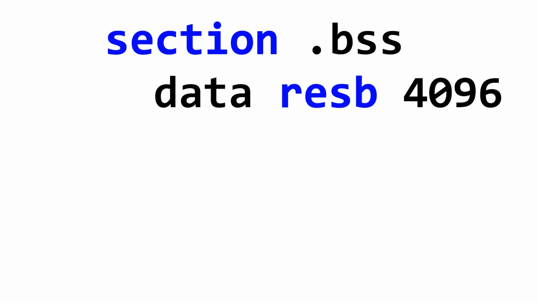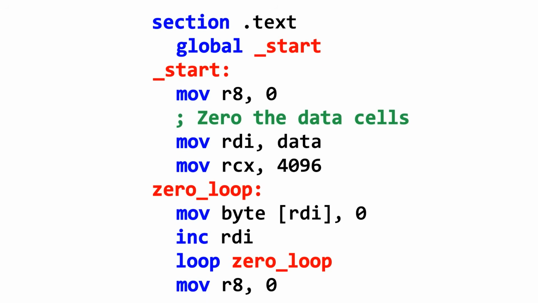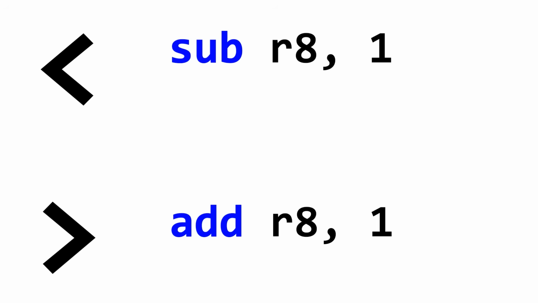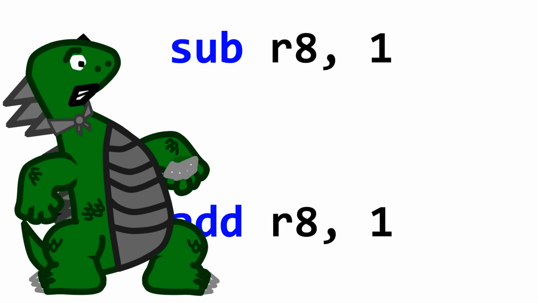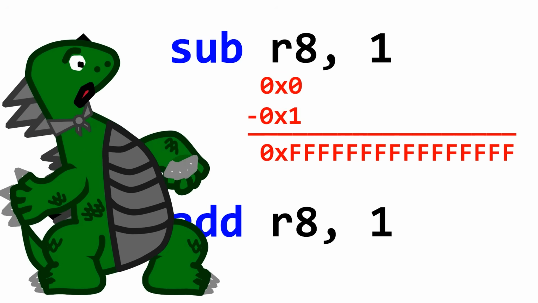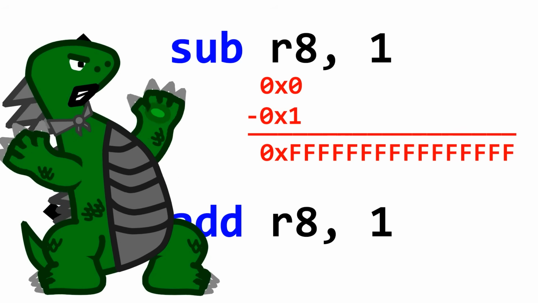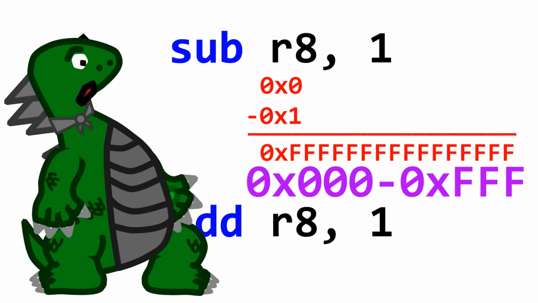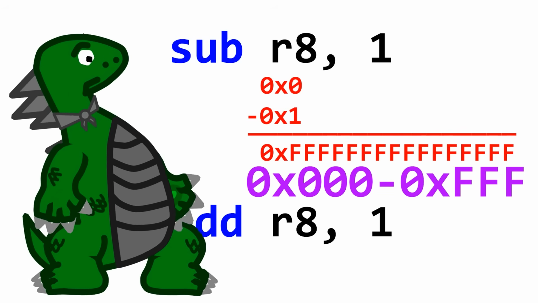In this example, there will be 4096 cells in the array, all of the cells will start at 0, and the pointer will start by pointing to the first one. The left and right arrows subtract and add 1 to the R8 register, moving the pointer left and right. Hold on! If I go left at 0, R8 underflows, and now it's pointing to invalid memory. That's a major problem. You're right.